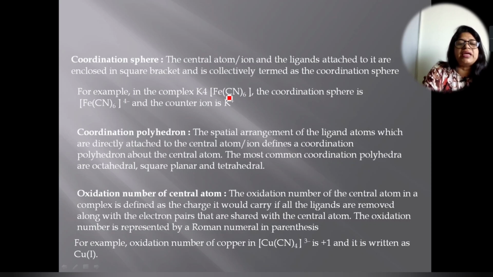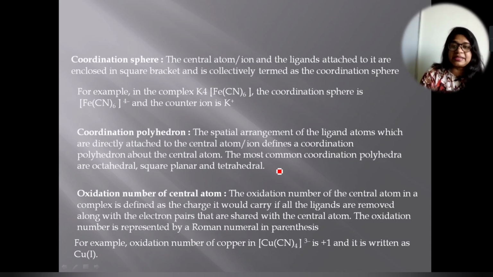For example, look at this complex K4[Fe(CN)6]. If you write [Fe(CN)6]4- with the charge, then it is the coordination sphere. Now, coordination polyhedra: the spatial arrangement of ligands which are directly bonded to the central metal ion is called coordination polyhedra. You are mainly studying three coordination polyhedra: octahedral, tetrahedral, and square planar.